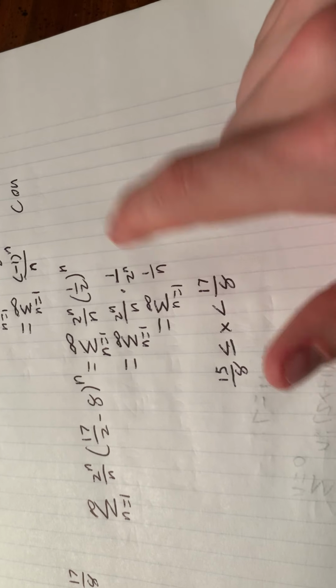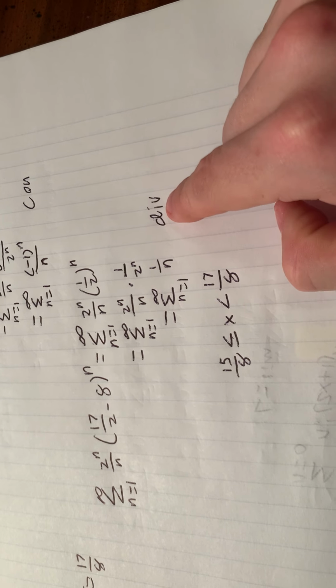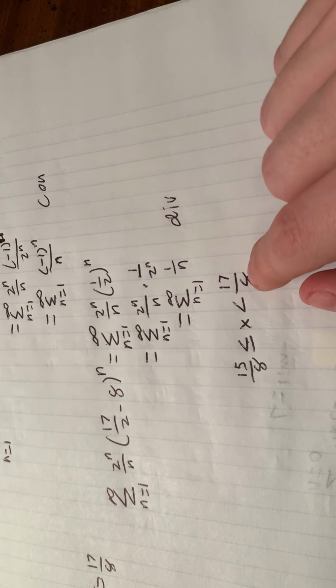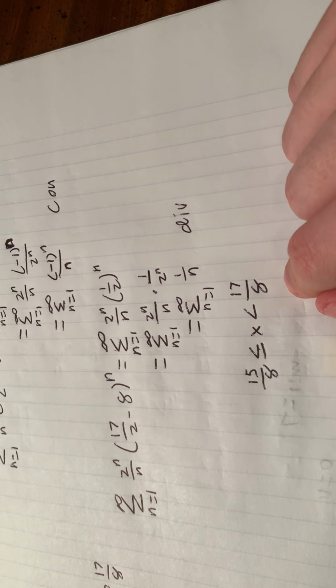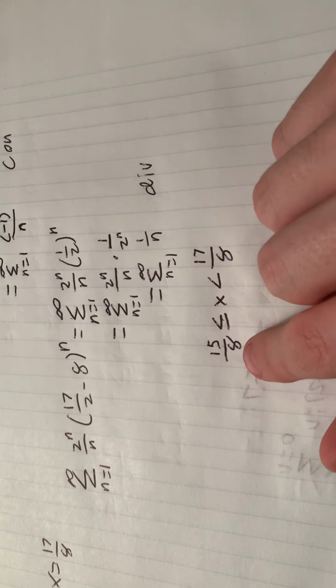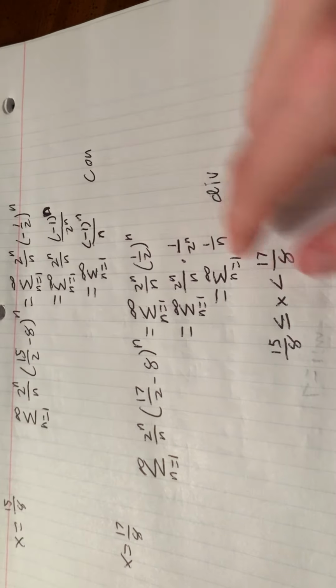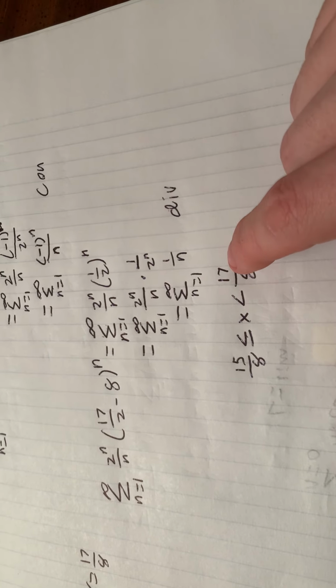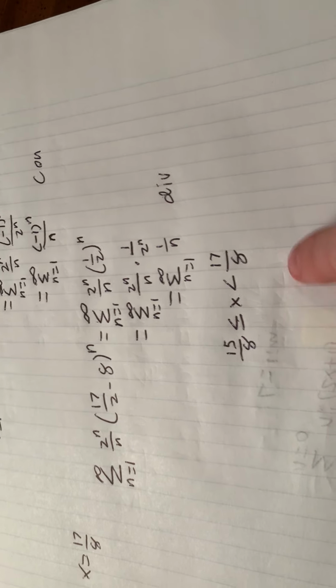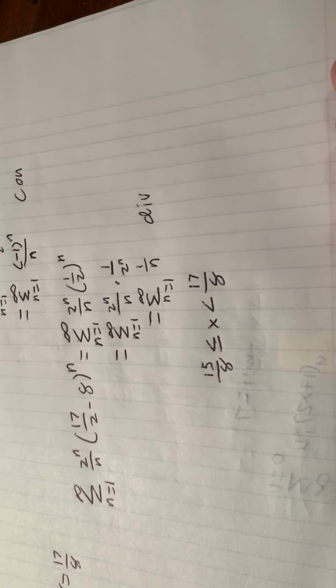So now because it equals 1 and we know it diverges, it's actually going to switch, so it's going to look like this. So 15 over 8 is less than or equal to x, because of up here, which is less than 17 over 8. So this is your interval of convergence, as well as your testing for the endpoints.